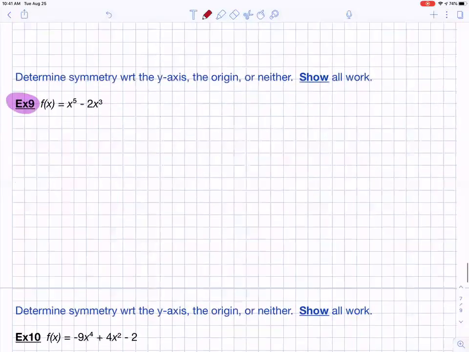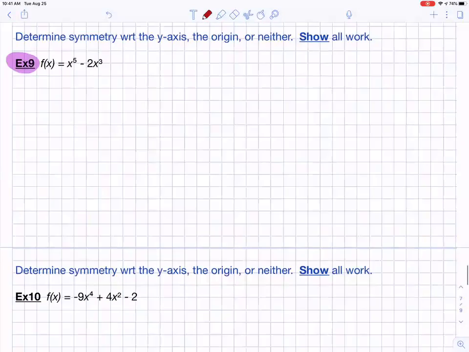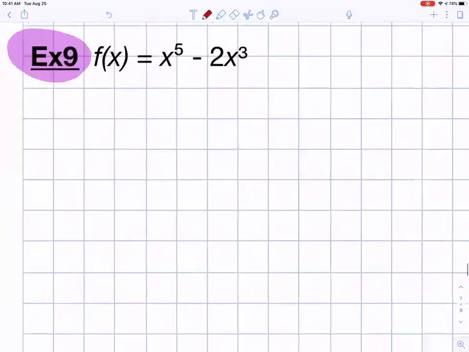Let's go to number 9. Come back here. Go to number 9. Remember, I only do the highlighted ones. If I have extra time, I'll go back and do the unhighlighted ones. So if I have extra time, I'll go back and do number 8. What's that? Yeah, x to the 5th.